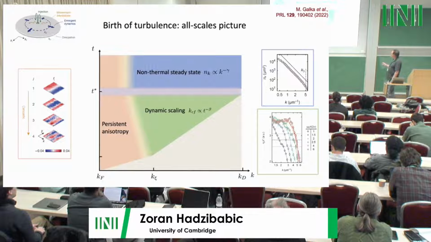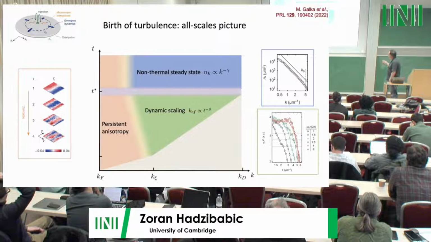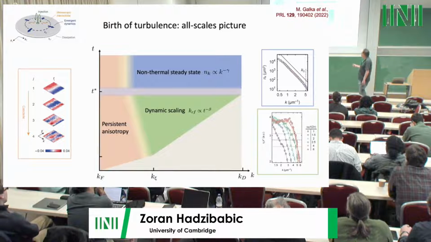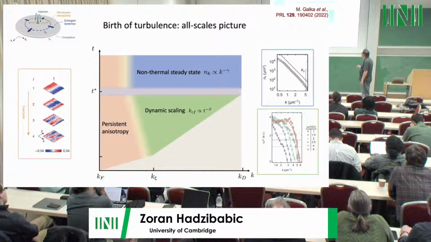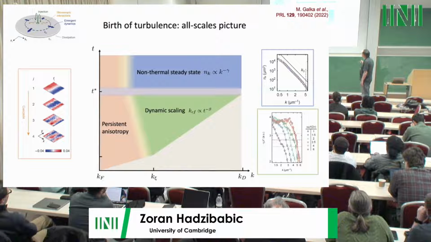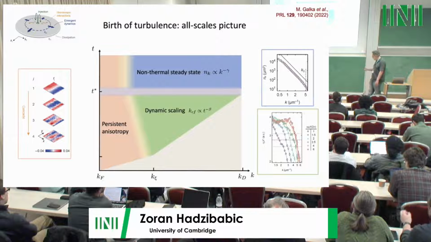So to summarize this in one slide, we basically now have at least the contours in momentum space and time of what is happening. So we started at 0, okay, and then we go to higher and higher momenta. At low K, we have some persistent anisotropy, and that actually persists even in the steady state. So in steady state, you have a coexistence of anisotropy at low K and the isotropic steady state at high K, and in between, this boundary follows this power law dynamic scaling.